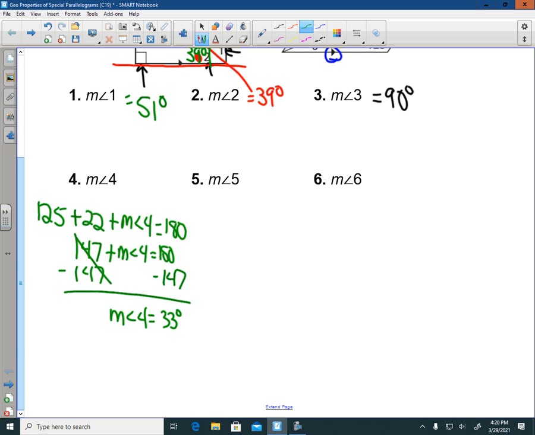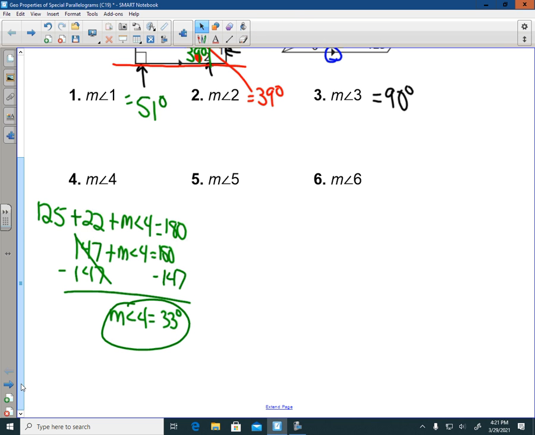I would love to check it, but I don't see a calculator around this classroom at all. Weird, huh? All right, so that is that. I actually found one, but now I can't make it work. 180 minus 147. Yes, 33. Okay, good. My confidence was low, and I didn't want to steer you wrong. So the measure of angle 4 is 33 degrees.